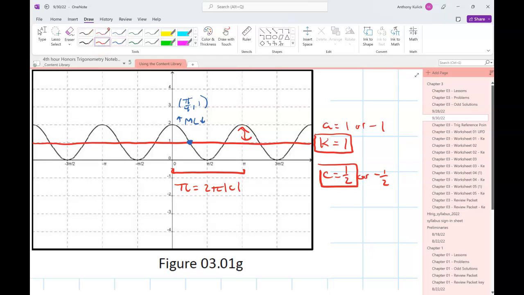If I'm mapping that in my sine graph to the point 0, 0, 0, 0 is a midline, or is a minimum midline maximum. That's the type of midline point that is. That's the opposite kind of point, midline point. So that's telling me that my A is negative.